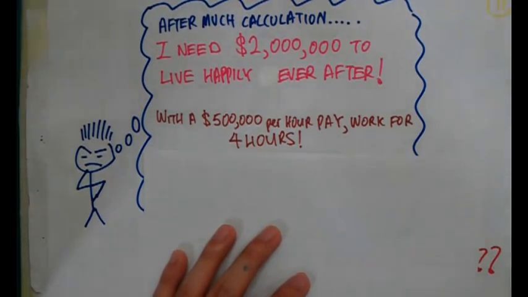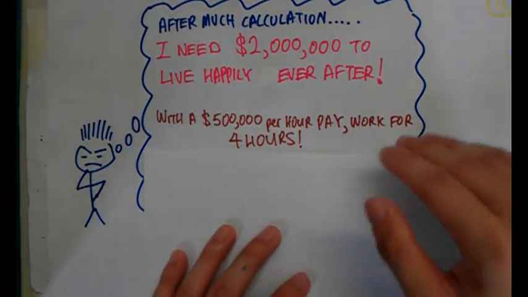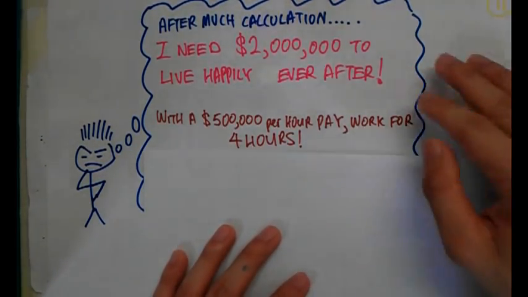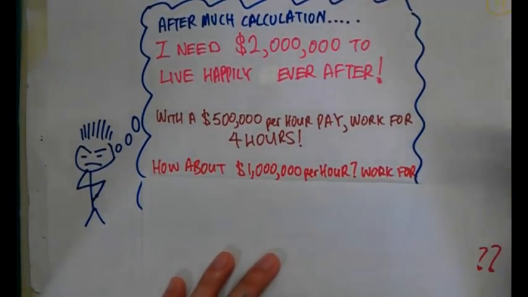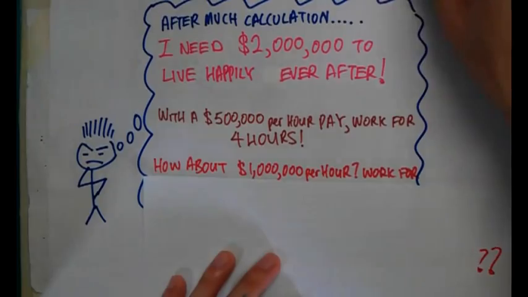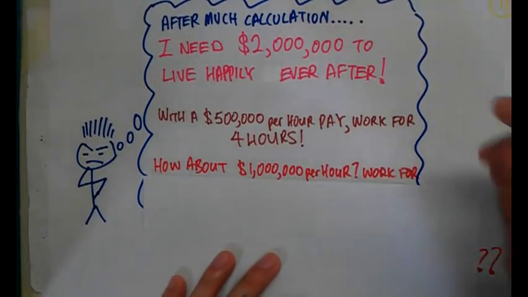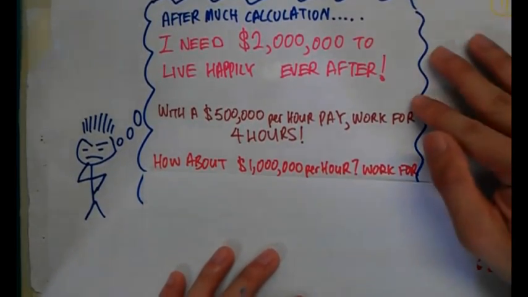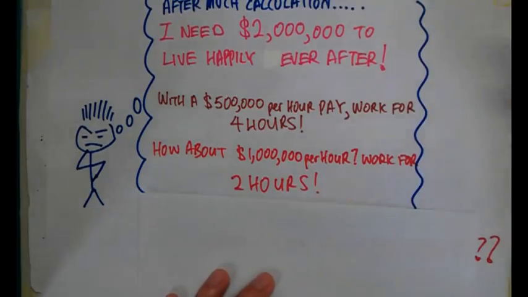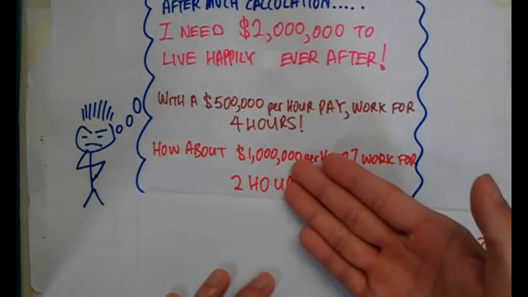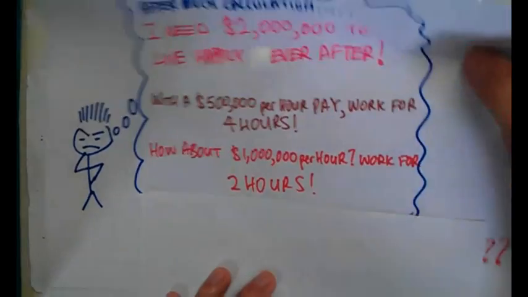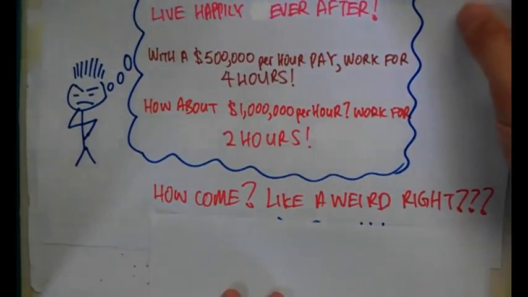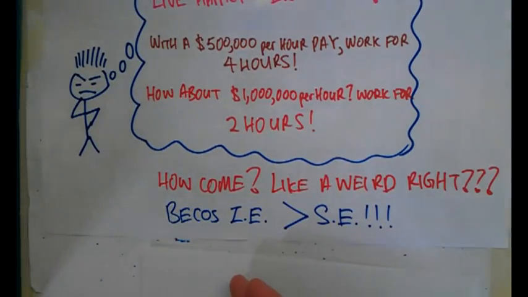Then I tell you what, I'm going to give you another offer. I'm going to offer you $1 million per hour now. Wow, it's a damn good deal. $1 million per hour. How long would you work for? You will work for 2 hours. Do you realize that with a higher wage, you are actually working less? And that is because the income effect is larger than the substitution effect.